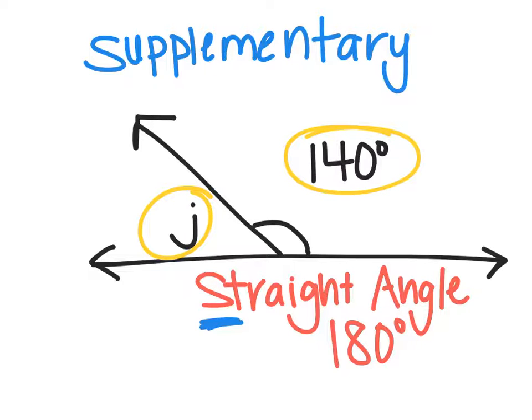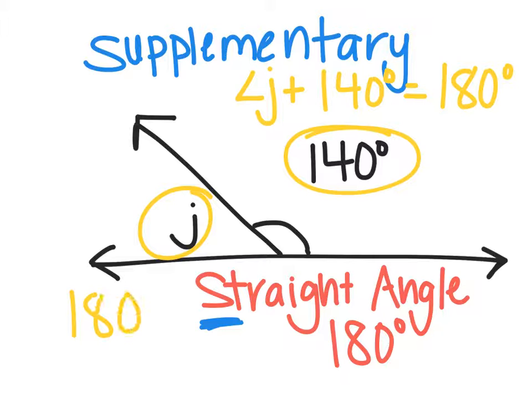So we're thinking angle J plus 140 degrees is going to equal 180 degrees, because that's what this whole thing equals, 180. Just like with the last one, I'm going to use some subtraction. So I'm going to take 180 minus 140 and see what I get. 0 minus 0 is 0. 8 minus 4 is 4. 1 minus 1 is 0. So my answer is 40 degrees.